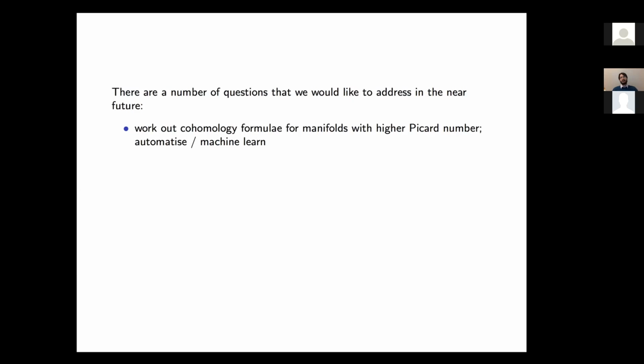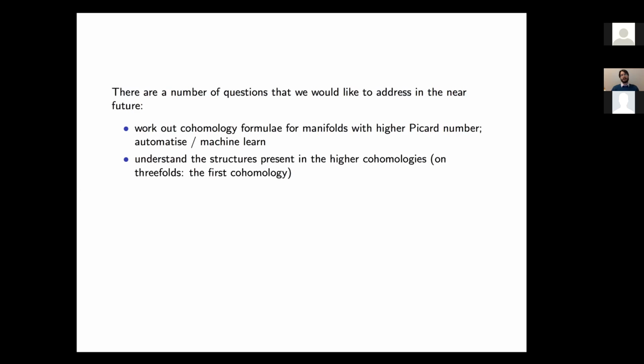We already have built some tools for machine learning such formulae, and we are planning to apply them to higher Picard number manifolds. I talked about the zeroth cohomology. There is some structure visible in the higher cohomologies that is yet to be understood. Then there is the question, so this is all about line bundles, but is there anything for non-abelian bundles? And we have hints that yes, there are similar formulae, or maybe not so similar, but there are formulae for monad bundles and for extension bundles.